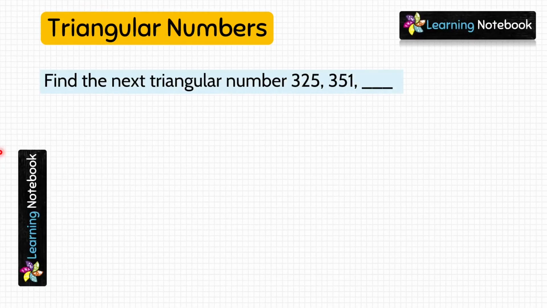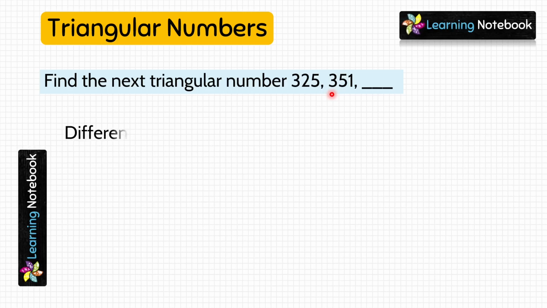Let's do one more such question. Find the next triangular number. So here we are given these two triangular numbers, 325 and 351, and we have to find the next triangular number. So let's solve this question in the same way as we solved the previous question.